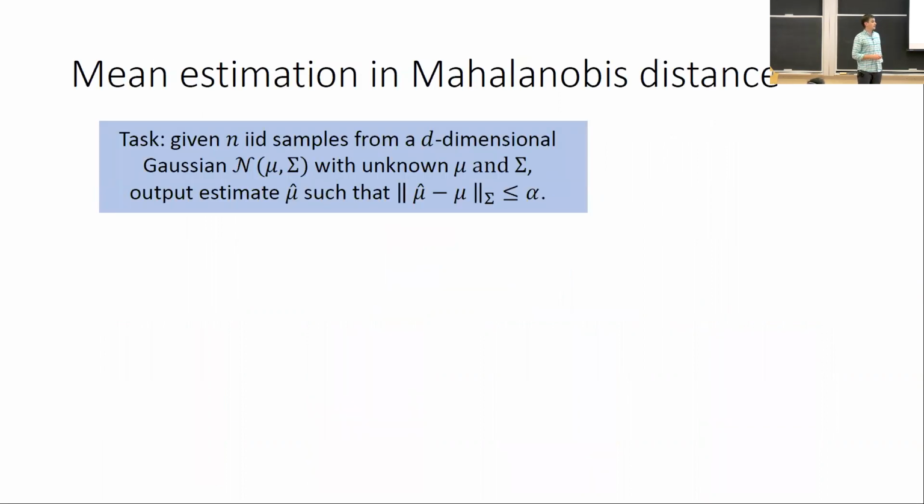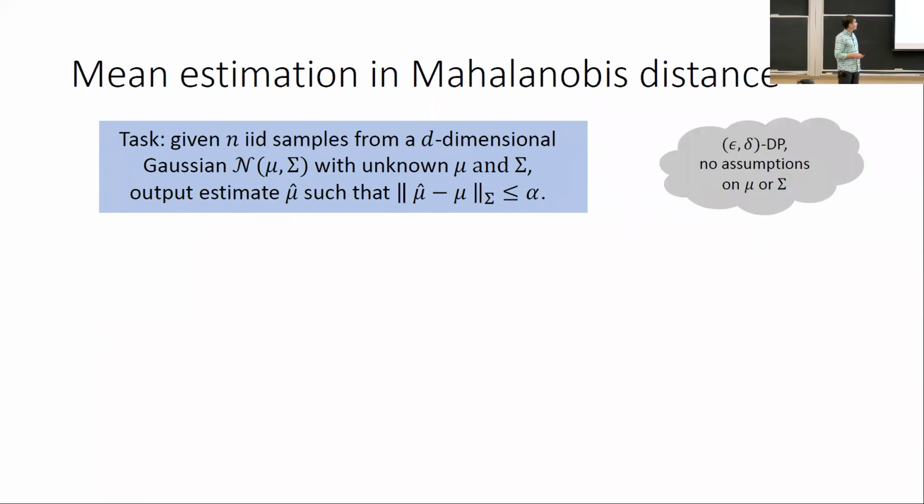Okay, so our task is Gaussian mean estimation in Mahalanobis distance. Given n IID samples from a d-dimensional Gaussian, where the mean and covariance are unknown, we'd like to output an estimate mu hat that is alpha close to the true mean in Mahalanobis distance. So we'll be using epsilon-delta DP, and we don't put any assumptions on mu or sigma.